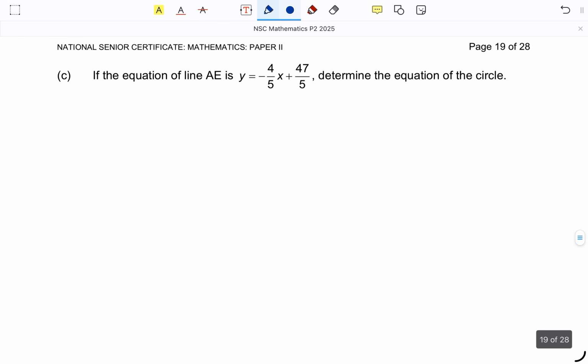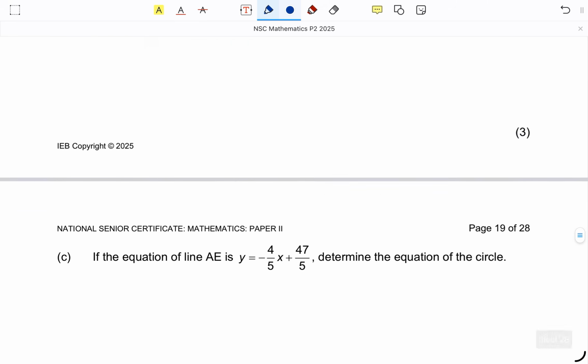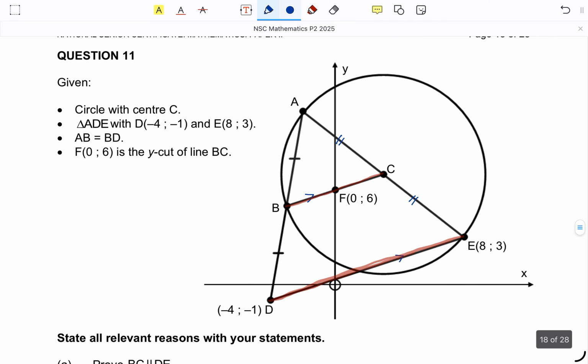In the next part of this question, they tell us the equation of line AE is now given, so AE is the diameter of the circle, determine the equation of the circle. Now, we have the equation of the circle's format on the formula sheet. We know that we need the radius for that formula, and we also need the midpoint of the circle. So if we go back to the diagram, it basically means that we need to figure out what coordinate C is. Now, the first thought would probably be to do the midpoint calculation, but we do not have coordinate A, so it's not really possible to get C by using the midpoint formula.